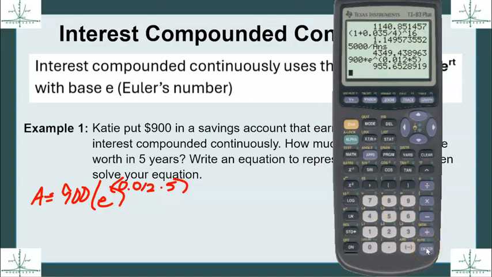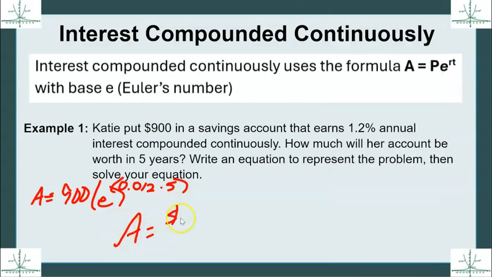When I hit enter, you can see that I have $955.65. So A would be $955.65. And that's how much she would have in her account after 5 years. So that is our video on working with compound interest and compounded interest continuously.